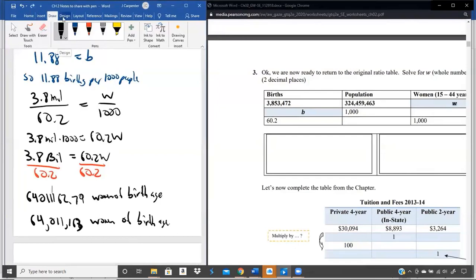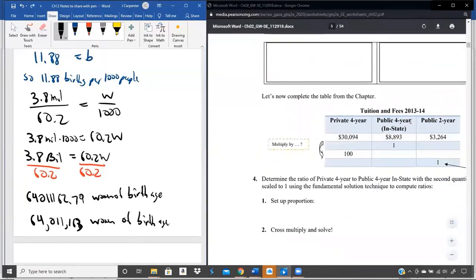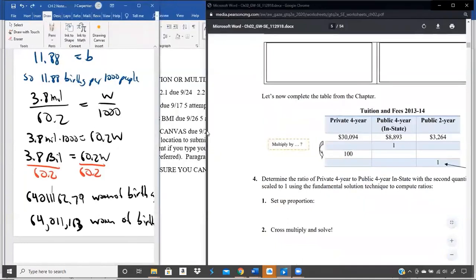All right, so next up, what we're going to do is, is that far enough over? Yeah, that's far enough over.